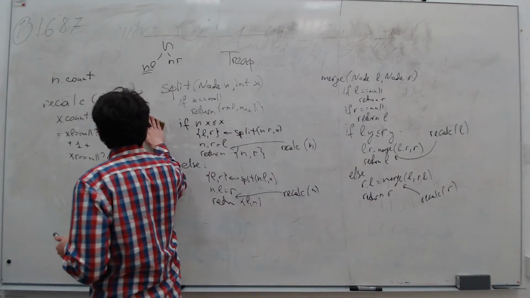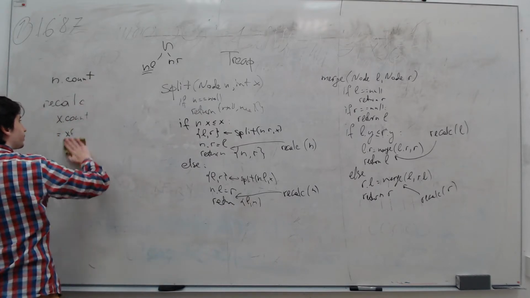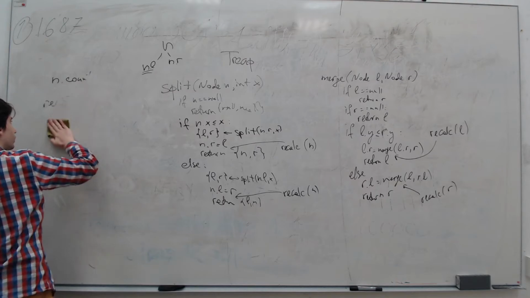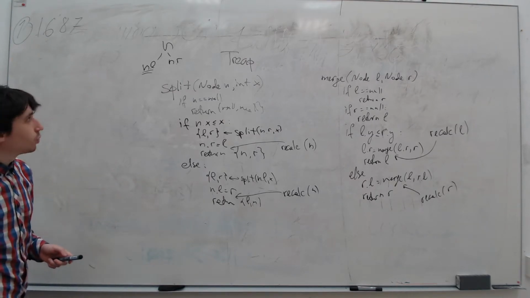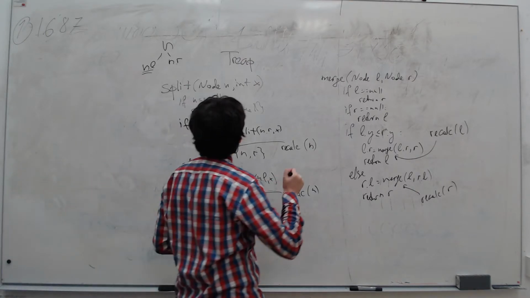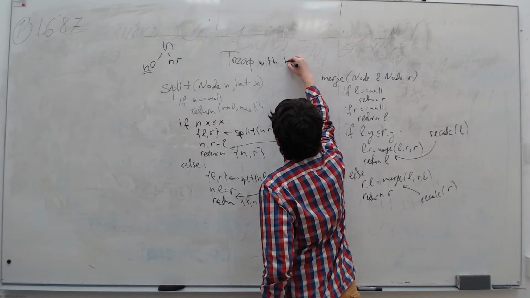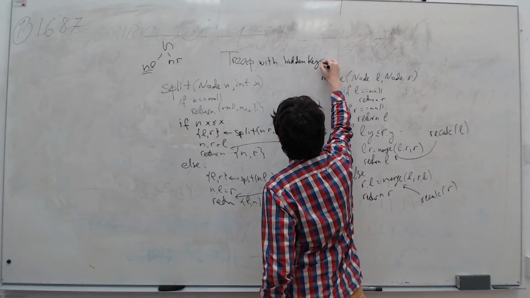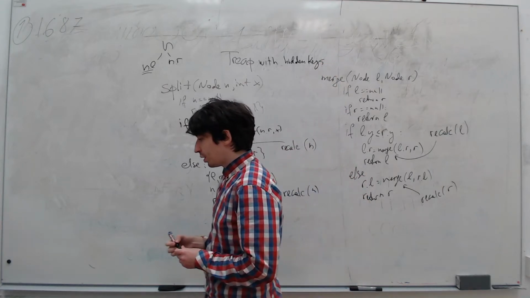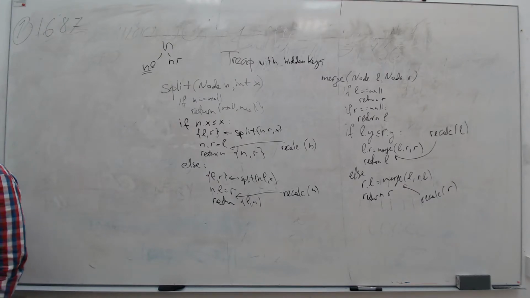So now, if it's clear, consider a different problem, which can be solved with the following: Treap with hidden keys. Suppose you are given the following queries.